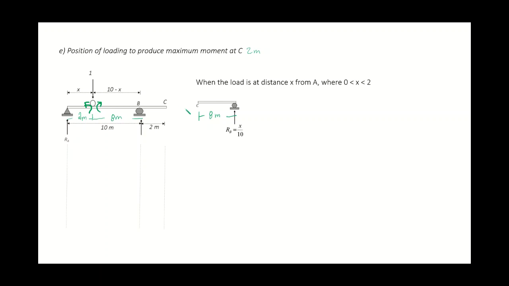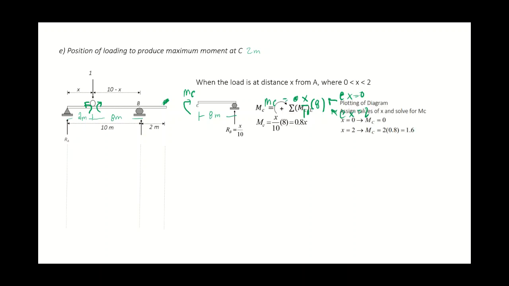Tapos, moment C. So, moment C natin is opposite direction. So, x over 10 times the moment arm, 8. So, ito yung MC. Tapos, kunin natin yung dalawang value ng MC at x is equal to 0 at x is equal to 2. Again, substitute nyo lang sa x, ha. Ito na yung answers. Ayan.